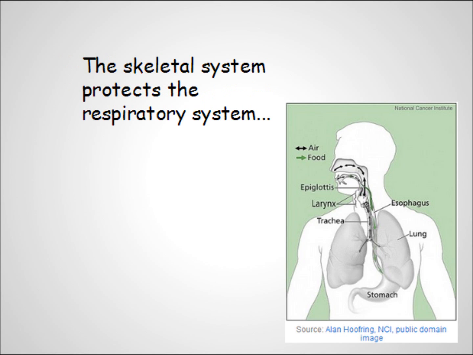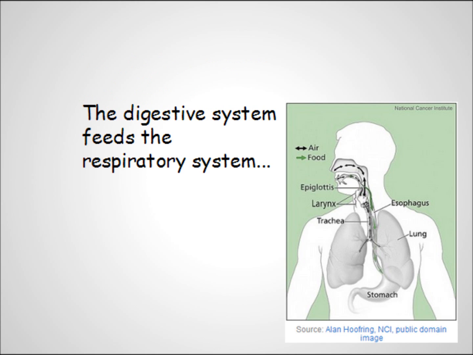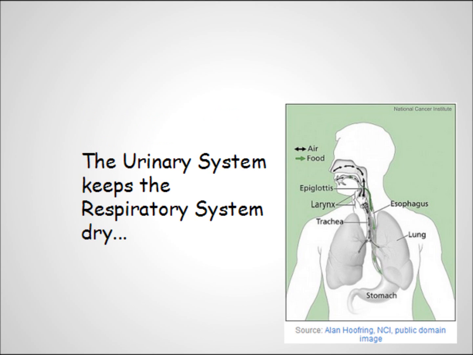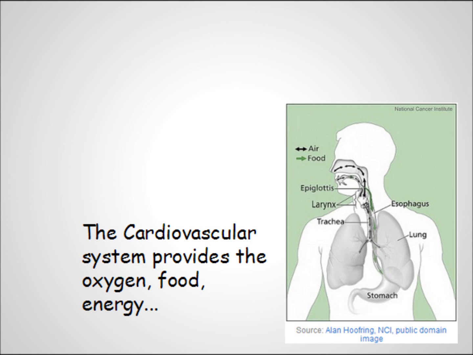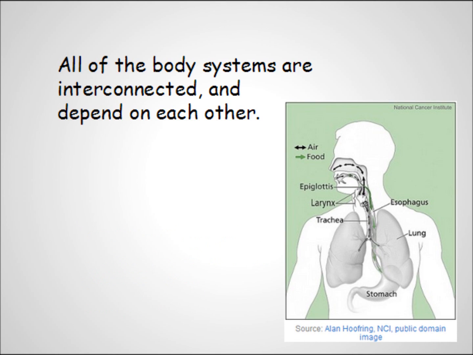The flat bones of the thorax protect the trachea and lungs. The digestive system absorbs the nutrients and energy that all of the systems, including the respiratory system, depend upon, while the urinary system removes toxins from the system and regulates fluid levels so that the lungs don't become overwhelmed with fluids. And of course, the cardiorespiratory system depends on the lungs to exchange oxygen and carbon dioxide, and the lungs depend on the blood being pumped to them.